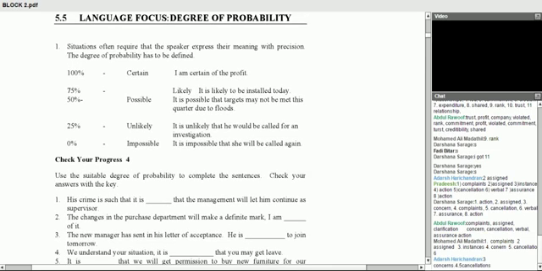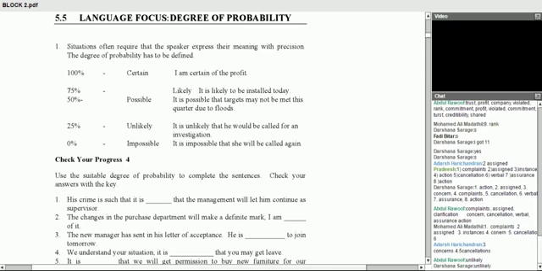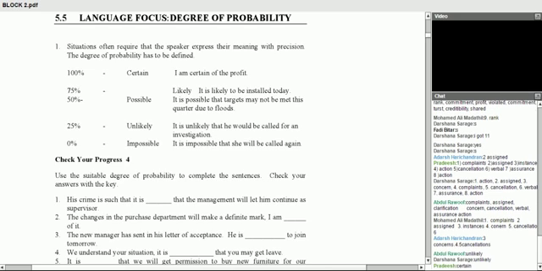Check your progress. Use the suitable degree of probability to complete the sentence. Check your answers with a key. His crime is such that it is dash that the management will let him continue as supervisor. What should be the answer? Unlikely, possible, impossible. Unlikely. Correct. The changes in the purchase department will make a definite mark. I am dash of it. Certain. Exactly.